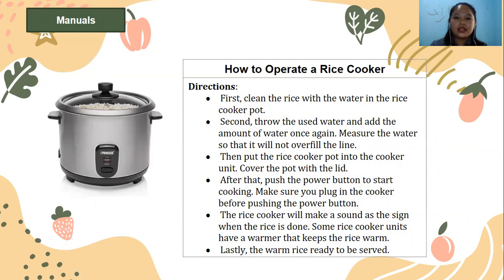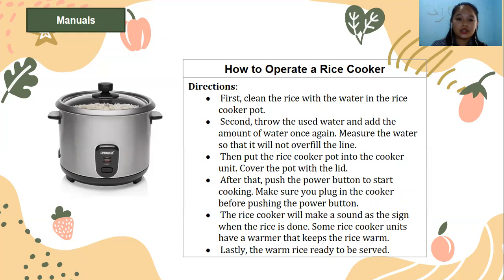Then here is another example of procedure text, for manuals. As you can see here, there are differences between manuals and recipes. Manuals usually do not contain materials. Okay, so the aim of this procedure text is how to operate a rice cooker.